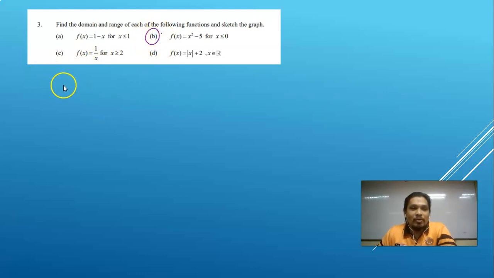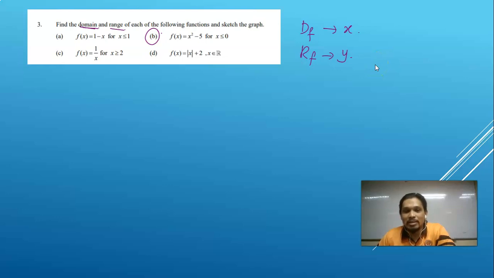Find the domain and range for each of the following and sketch the graph. Class, when you talk about domain and range, keep in your mind that domain is all about the values of x. Domain is all about x, the value of x that can be substituted into the function and make the function defined. And the range of f is all about y, the value of y that is mapped when we substitute the value of x into the function f. So that y is the range of the function.